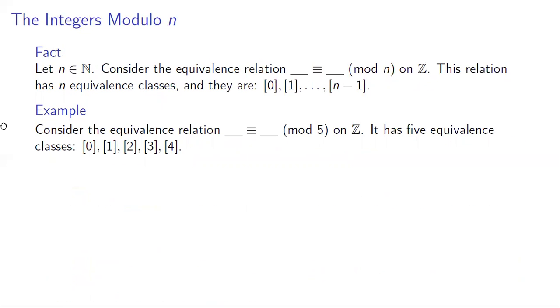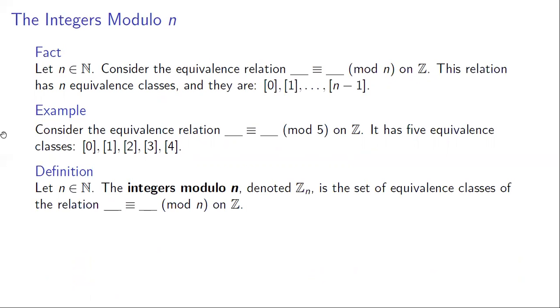Now, this is just repeating what we just said, but now let's use this in a definition. So let n be any natural number. The integers modulo n, which is a set denoted with Z sub n, is the set of equivalence classes of the relation congruence mod n on the set of integers. That is, Z sub n is equal to the set of the following equivalence classes: the equivalence class of 0, the equivalence class of 1, all the way through the equivalence class of n minus 1, where these are the equivalence classes of the relation congruence mod n.